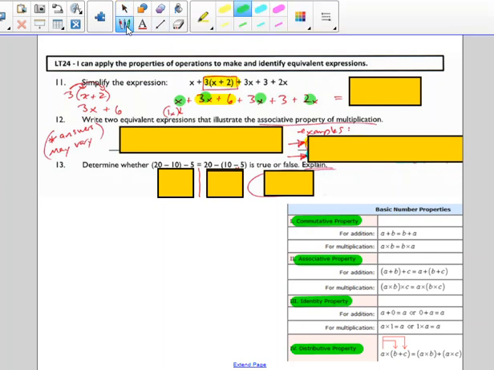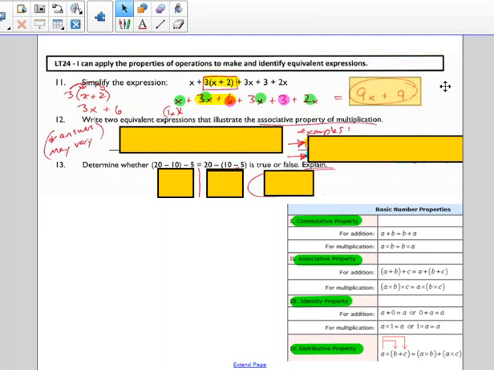But I also have here some constants. I have this 6 and I have this 3. And if I combine those together, I get 9. So I'm left with this simplified expression, 9x plus 9.